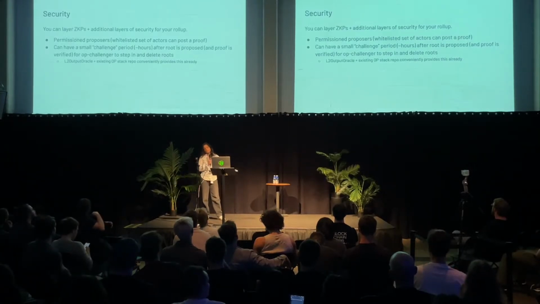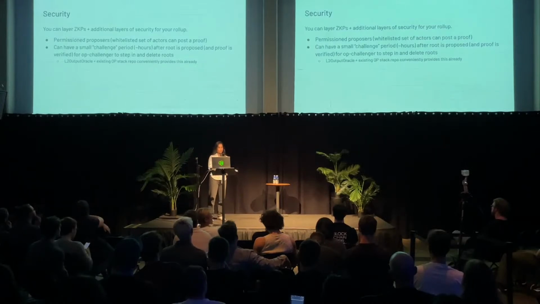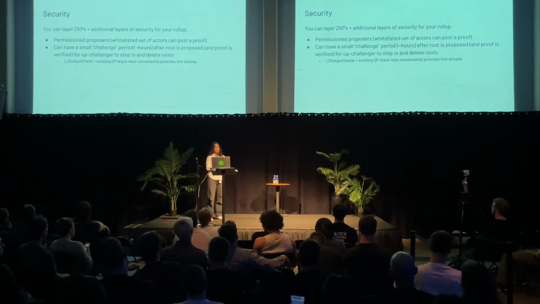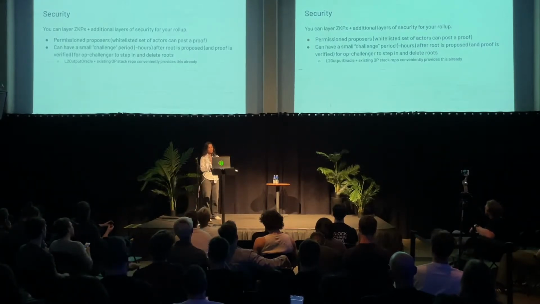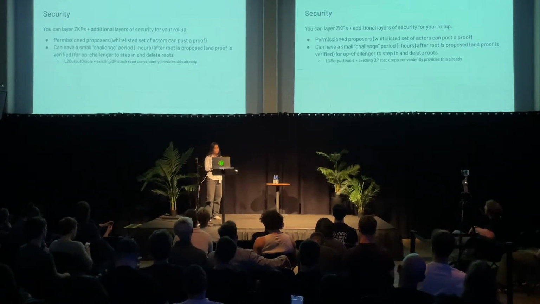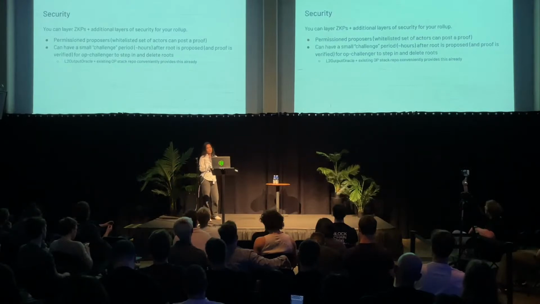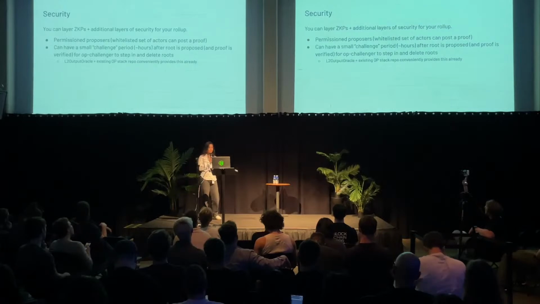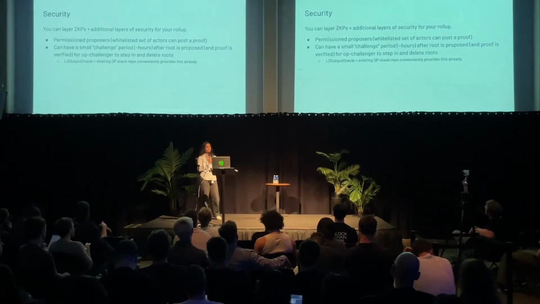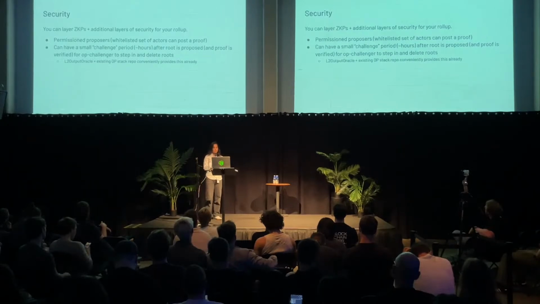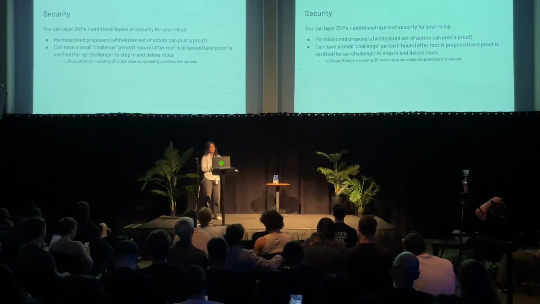For example, a common technique, and this is true for all the ZK rollups of today, is that they have a whitelisted set of actors that can post a proof on chain. You can also have a small challenge period, for example a 3 to 5 hour window after your root is proposed and the proof is verified, for someone or a security council to step in and act. Thankfully, the existing OP stack repo conveniently already has this functionality, so you can leverage that to put additional security on top of your ZK rollup.